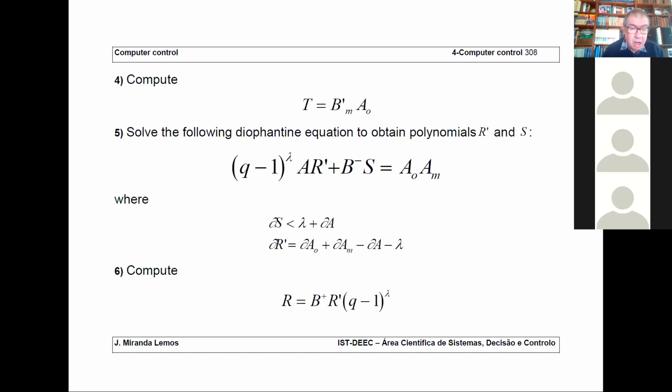Now, in practice, what do you do? You plug in general polynomials that satisfy these conditions and use the method of unknown coefficients. Once you do that, you already get S and T. To get R from R prime, you just multiply by B plus and Q minus 1 to the lambda.